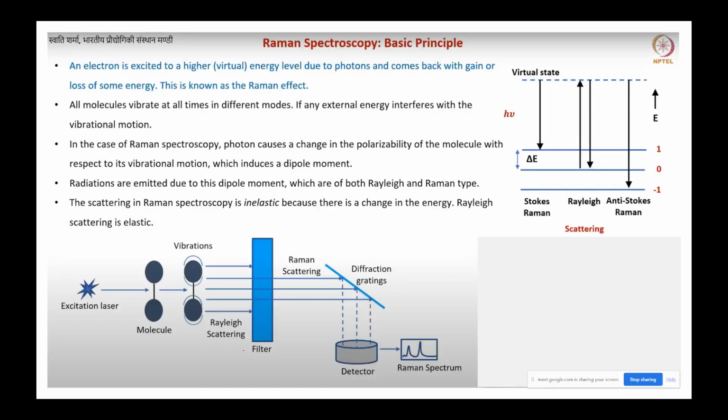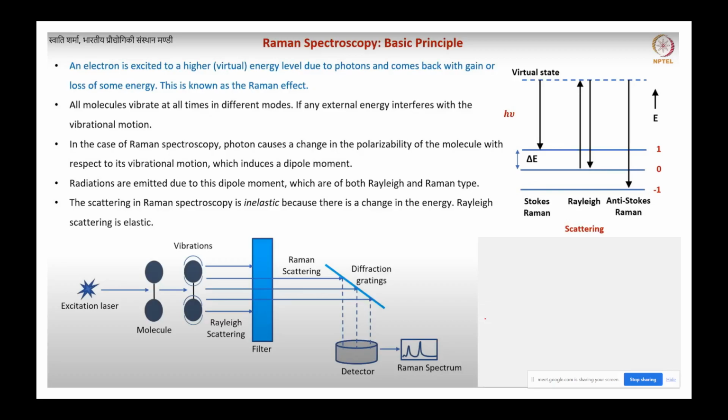Now we have done this XRD. We'll take some more questions at the end that we have collected, but before that, we'll move towards Raman spectroscopy. Raman is a very common characterization technique for materials. Here the electron is excited to a higher energy level by photons, and it comes back with gain or loss of some energy. So there will be a Raman effect.